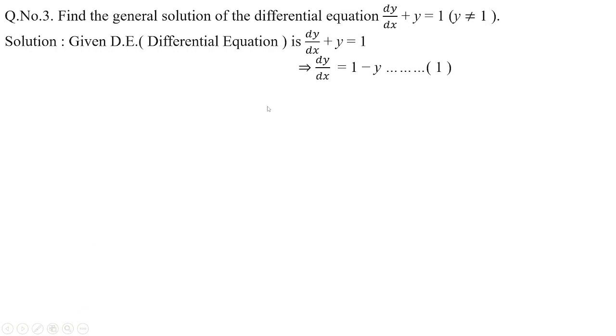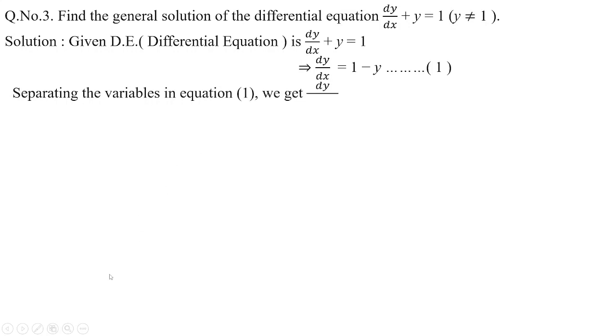What is the next step? How does it become 1 minus y, if you transpose 1 minus y to the LHS? It becomes 1 by 1 minus y. In this step, we are separating the variables.